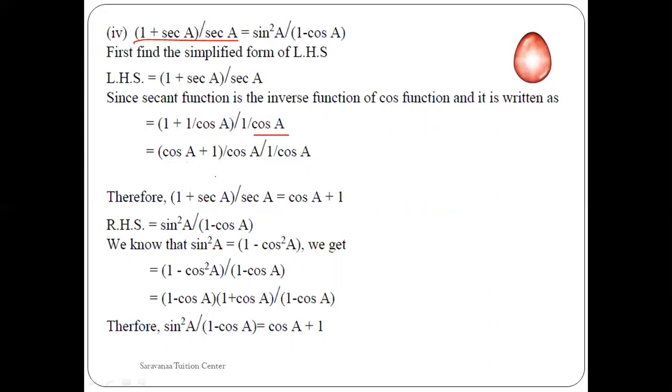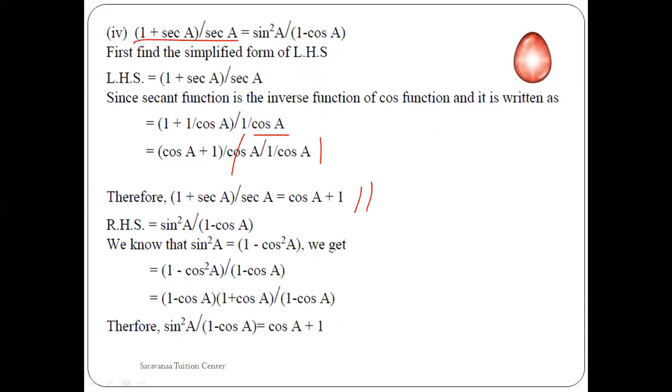Now take an LCM: cos A into (cos A plus 1) by cos A. Cancel both cos's, you get cos A plus 1 by 1. That is 1 plus cos A. Therefore, we have found the LHS answer.